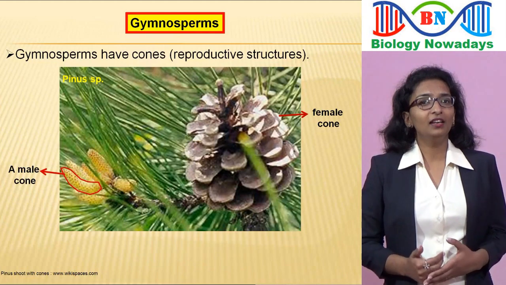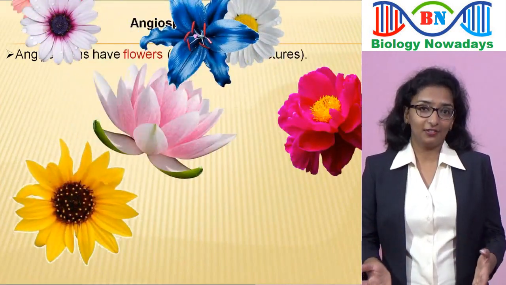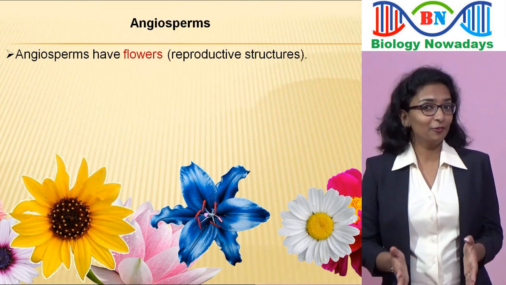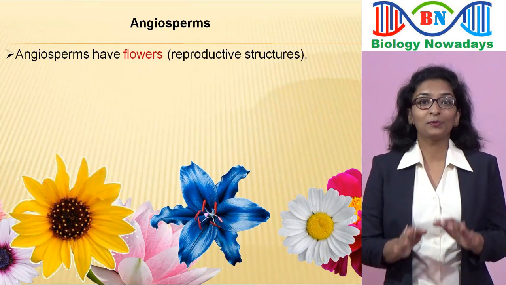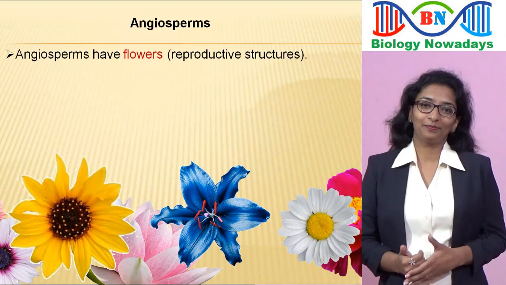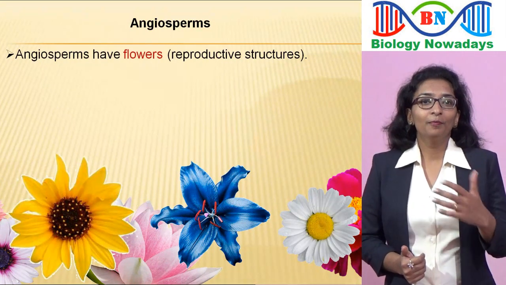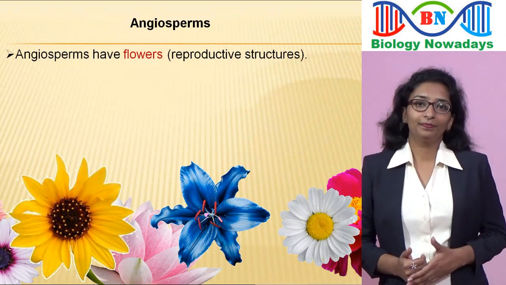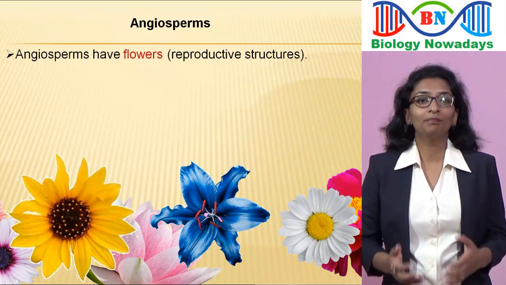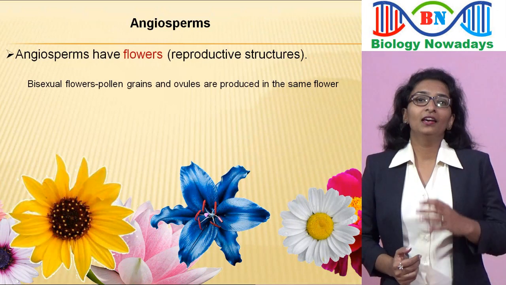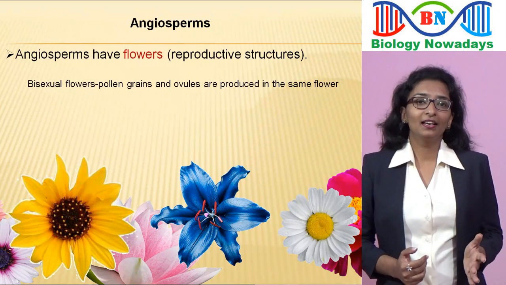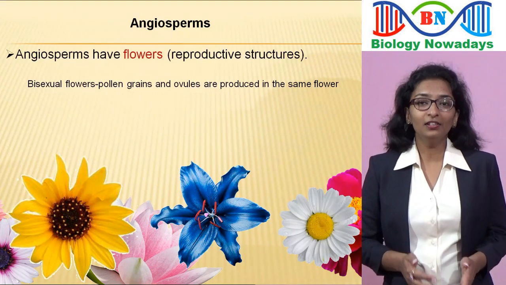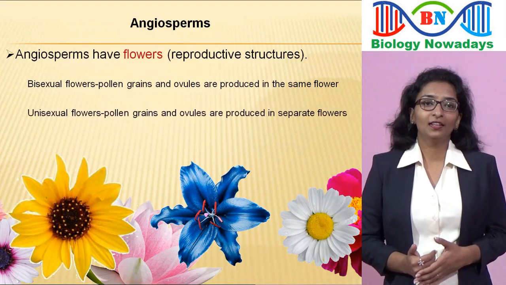In angiosperms, instead of cones, there are flowers. Most flowers are very attractive, but don't forget that there are a lot of flowers which may not be that attractive to our eyes. Mostly, pollen grains and ovules develop in the same flower. Such flowers are called bisexual flowers. In some cases, pollen grains and ovules develop in separate flowers. Such flowers are called unisexual flowers.